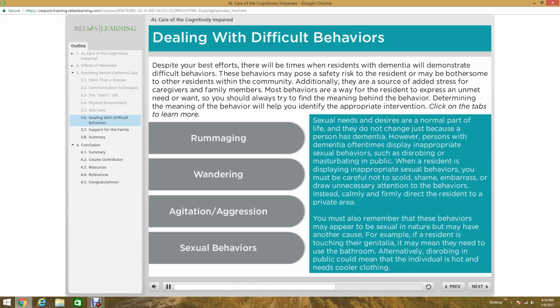You must also remember that these behaviors may appear to be sexual in nature, but may have another cause. For example, if a resident is touching their genitalia, it may mean they need to use the bathroom. Alternatively, disrobing in public could mean that the individual is hot and needs cooler clothing.